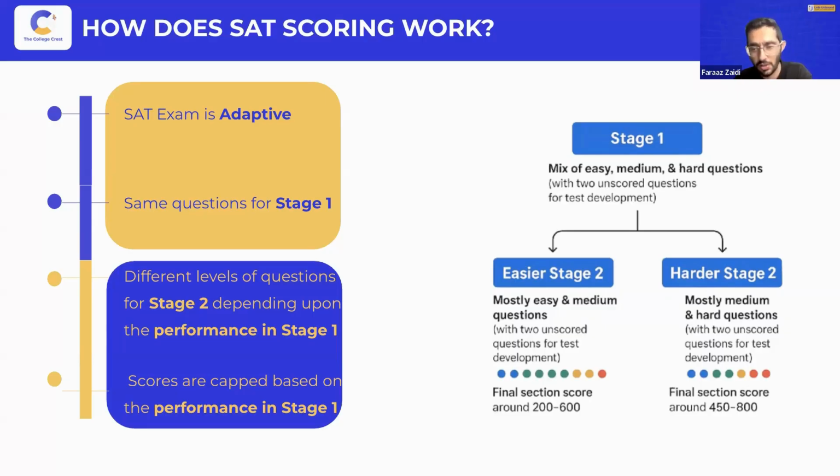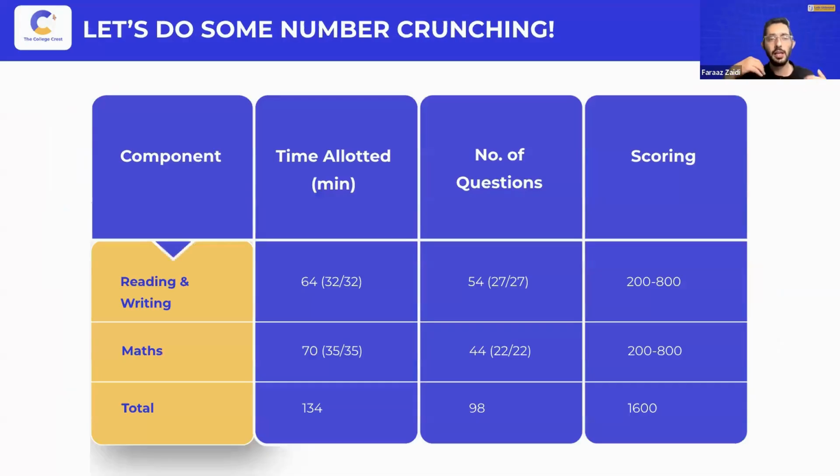The SAT remains out of 1600 as always, with 800 points going to math and 800 to reading and writing. Do remember, in stage one you'd get a mix of different kinds of questions, both for English and mathematics. How you perform in stage one will decide your stage two, easier or harder, which either caps your score at 600 or opens it all the way up to 800.